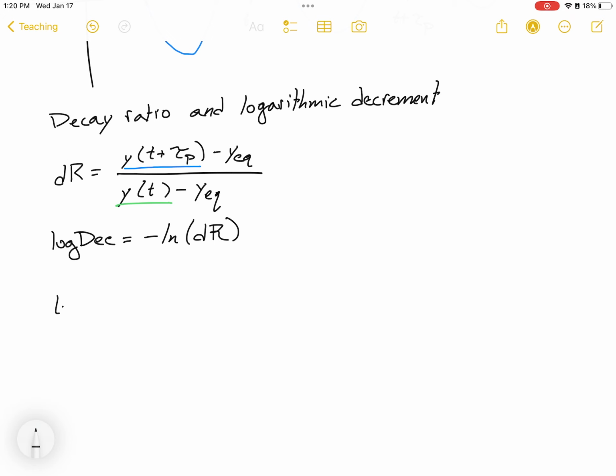So for example, the logarithmic decrement is equal to 2 pi zeta over the square root of 1 minus zeta squared. It's also equal to zeta times omega n times the period. So we can start to build relationships here.